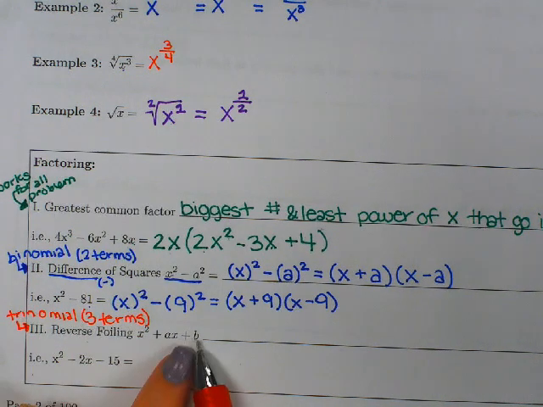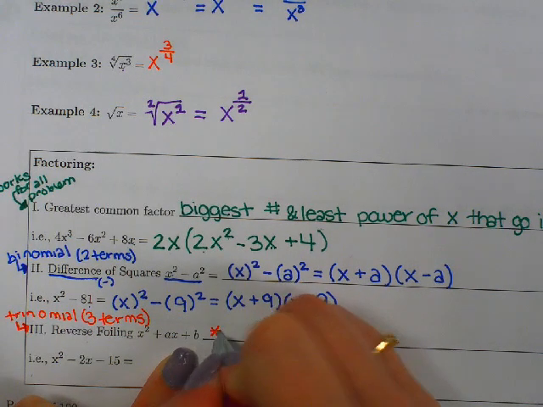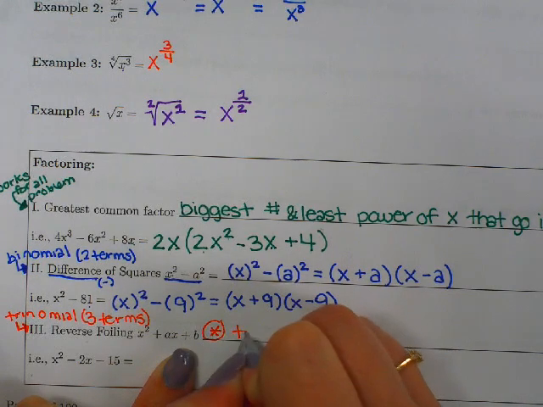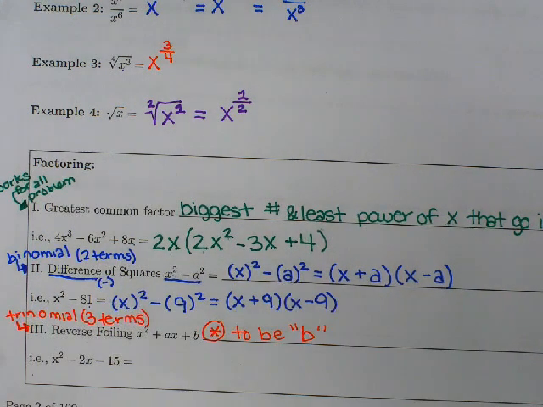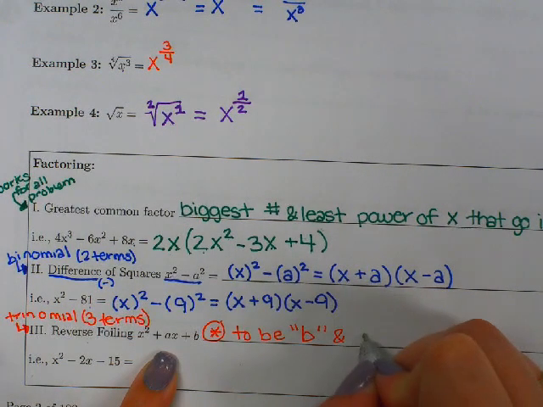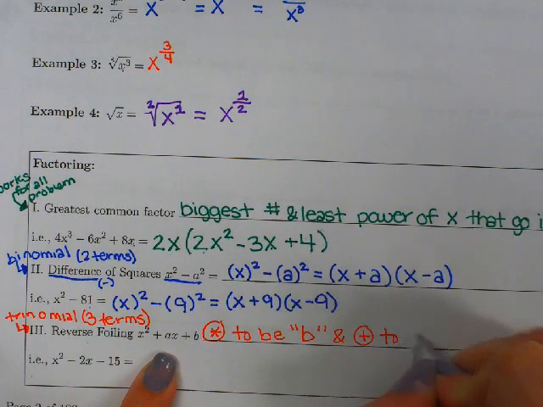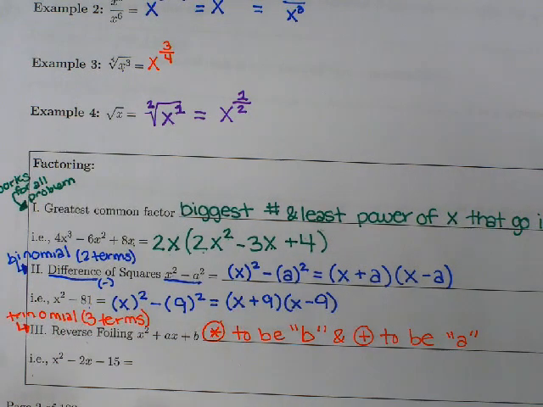So let's think, we probably did this in high school. Does anybody remember what you have to do to be b? Is that the one you multiply to be or add to be? You multiply to be the last term, which in this case is called b. And then we add to be the middle term, which in this one is called a.